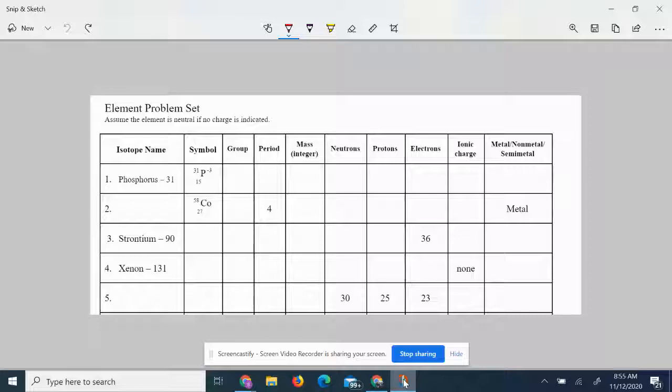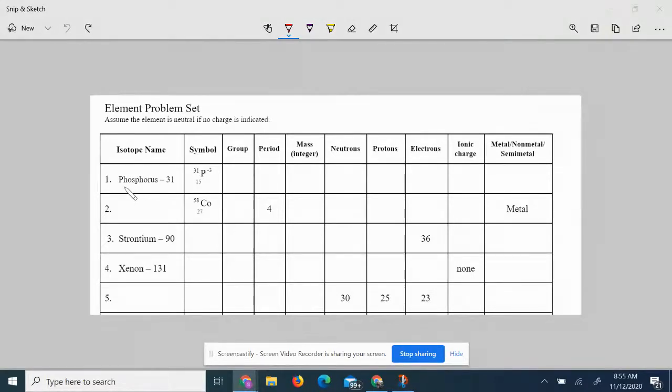Hi, everyone. I wanted to take a minute to go through this activity just because there are a handful of you who either haven't been in class or you are distance learners. So I want to make sure that you understand how to solve these problems right here.